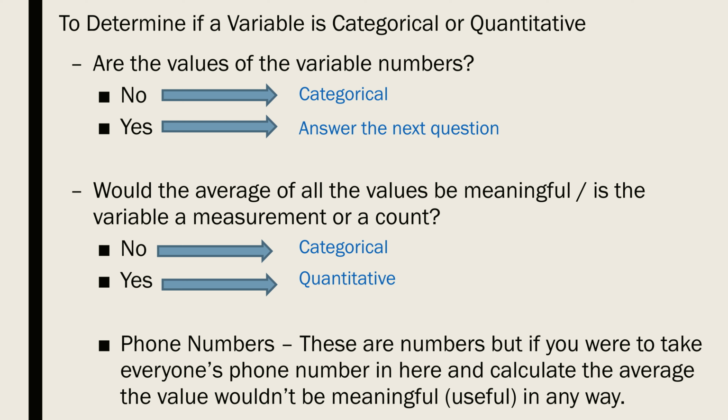Here is how you can determine whether a variable is categorical or quantitative. First, are the values of the variable numbers? If they are not numbers, they are a categorical variable. If they are numbers, answer the next questions. Would the average of all the values be meaningful? Is the variable a measurement or a count? If the average of all values are not meaningful, so it is a categorical variable. If the average is meaningful, and the variable is a measurement or count, then they are quantitative variables.